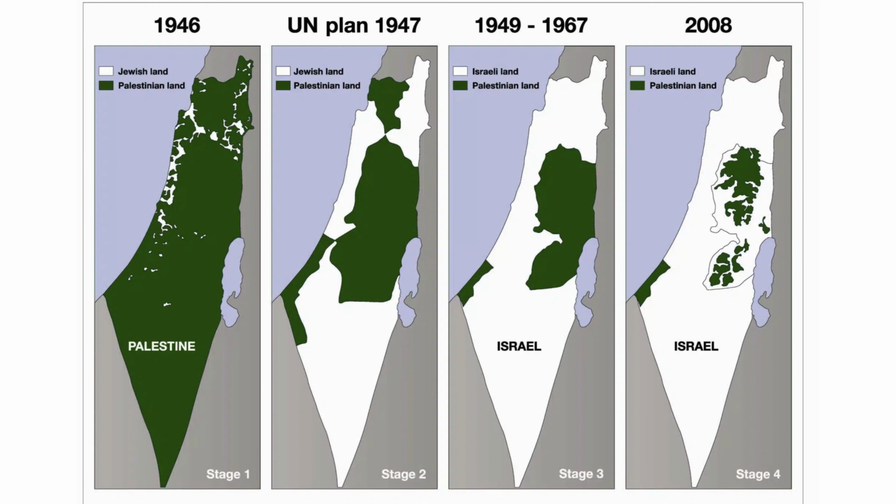Let's begin with the well-known map series that often circulates online. The message is simple: green is Palestinian land, white is Jewish land, and over the decades, Palestine seemingly vanishes from the map. But the reality behind these images is much more complex, and often different.